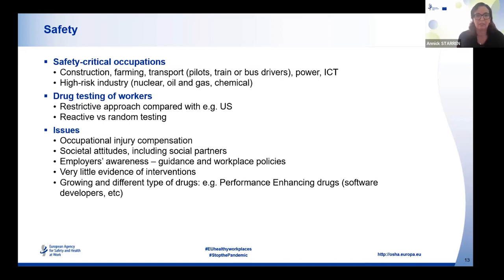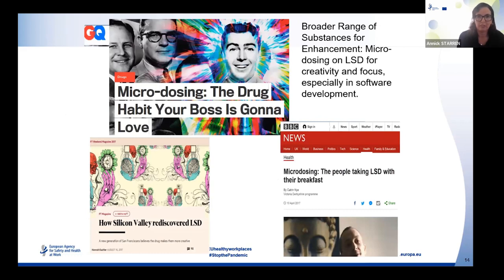And that was what you're already aiming at. I think that's really interesting. That's the growing and the different type of drugs and substances used in the workplace. For that, in our foresight study, we already published two articles on performance-enhancing drugs. What's their prevalence, if we can say anything about it, and how can you manage it? Next slide, please. For example, you see this broad range of substances for enhancement. Microdoses of LSD for creativity, that is especially used more in the creative industry, for example, in software development or in game development.